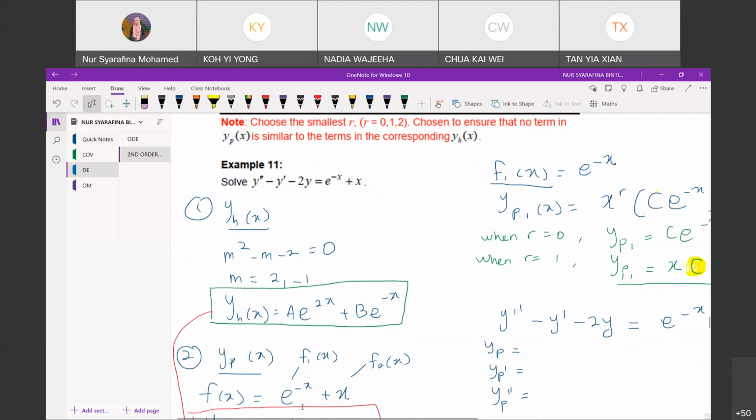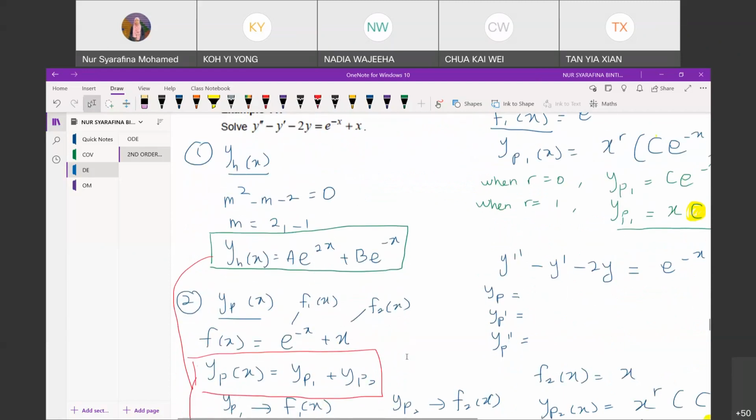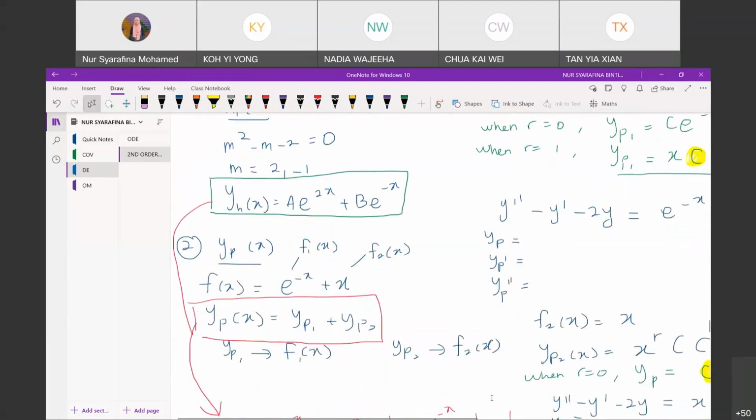Now for yP, okay. All right, let's take a look at your f(x). f(x) is in terms of e to the power of minus x plus x. It is a combination of f1 and f2. Then when it is a combination of f1 and f2, your yP should be yP1 plus yP2. So you should find yP1 and yP2 one by one. yP1 follows f1, yP2 follows f2.